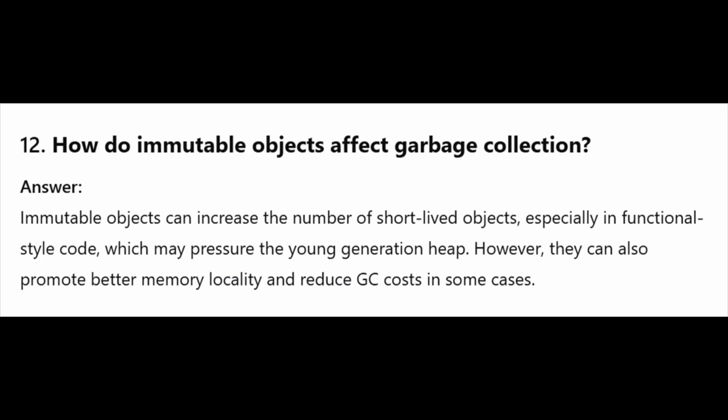12. How do immutable objects affect garbage collection? Answer. Immutable objects can increase the number of short-lived objects, especially in functional style code, which may pressure the young generation heap. However, they can also promote better memory locality and reduce GC costs in some cases.